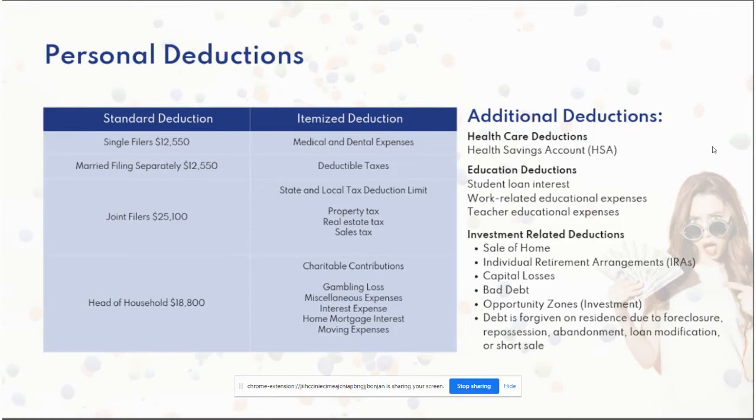Keep in mind, if you're married filing separate, both spouses have to either itemize or both of them have to take the standard. You cannot have one take the standard and one itemize.